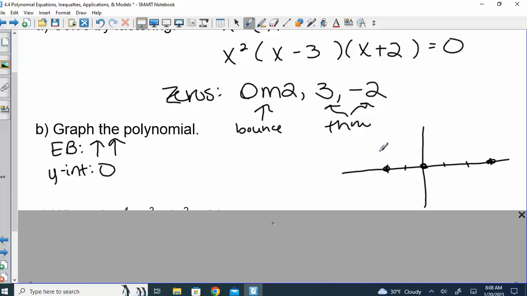Both ends are pointing up, so we have to come down. We're going to hit the -2. We go through. We have to come back and hit 0, and what happens at 0? Bounces. And we come back and hit at 3, where our graph goes through.